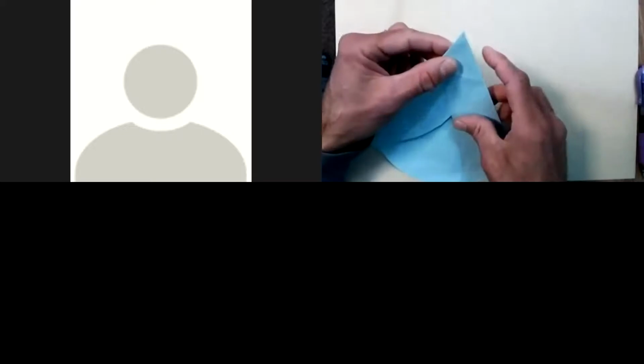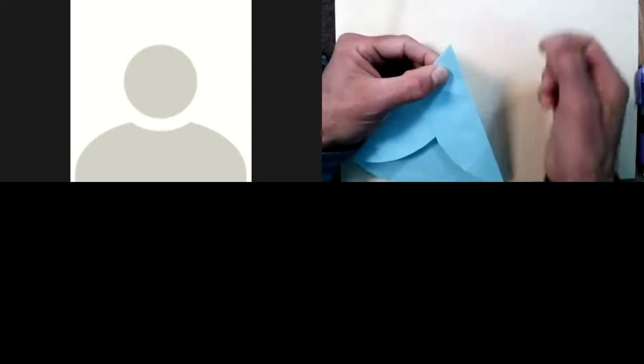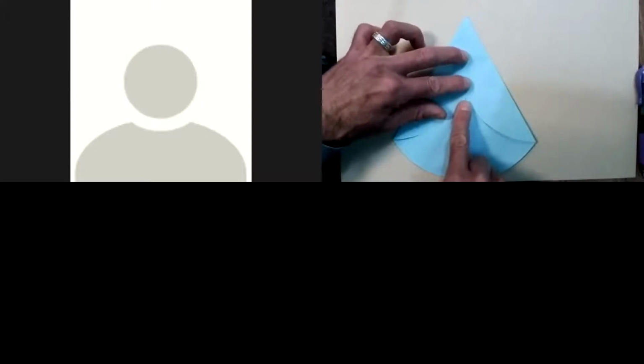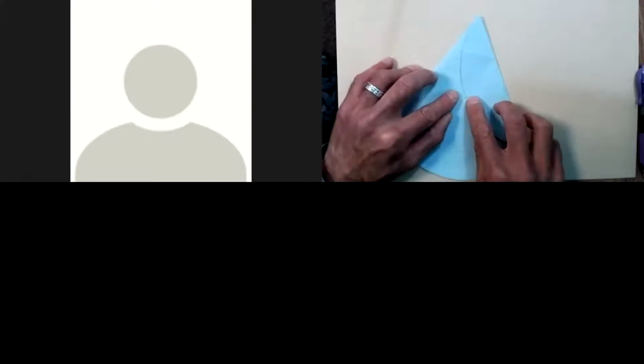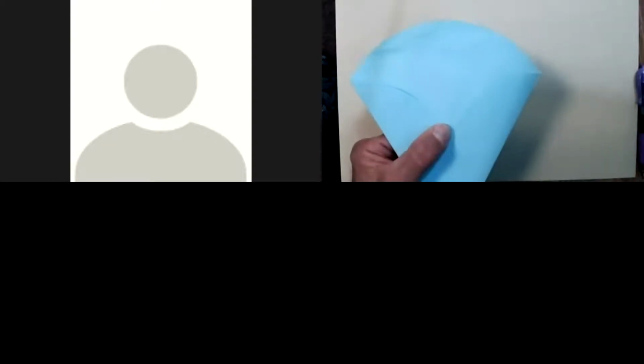And my point's not quite as sharp as I made it earlier, but it's good enough there. And I can just barely see my center there. Notice that little bit of dark shadow there. I can still just barely see my center. And I've made an ice cream cone.